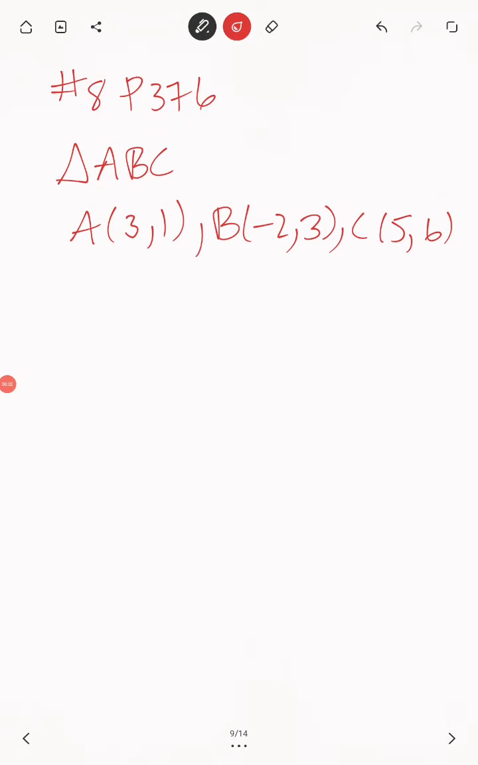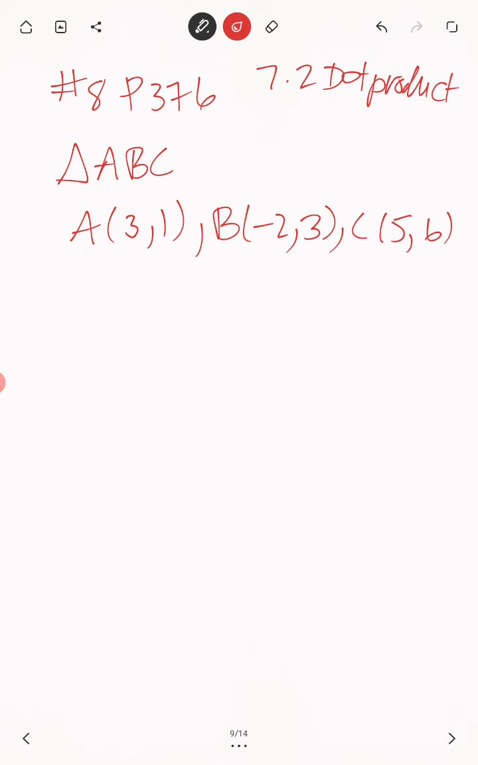Hi guys, this is question number 8 on page 376 in your textbook. We're still on 7.2 dot product, and this is a bit of an application question based on dot product. So the question gives us two different triangles. I'm only going to do it for one triangle just to show you the process, and then you can do the second one on your own.